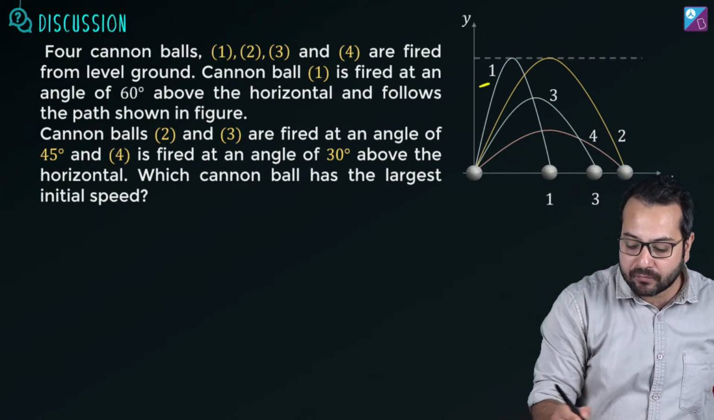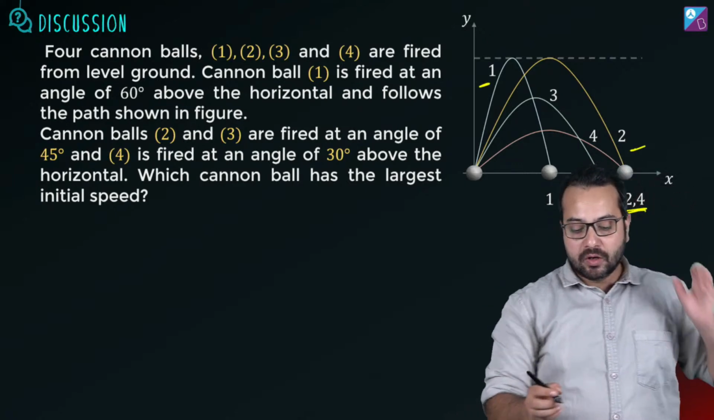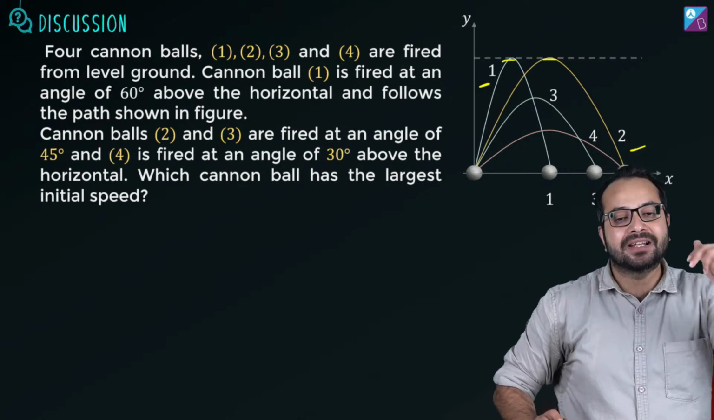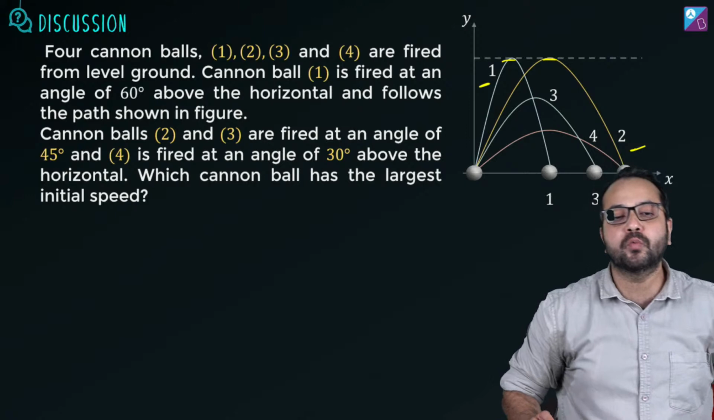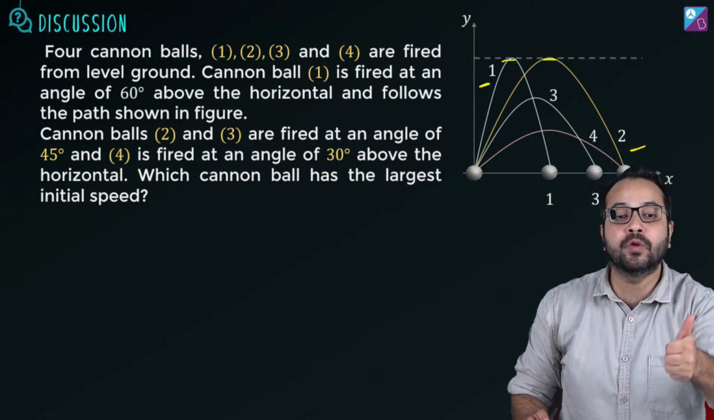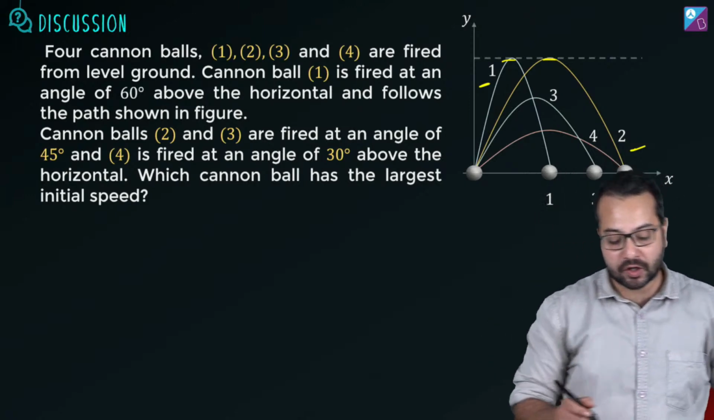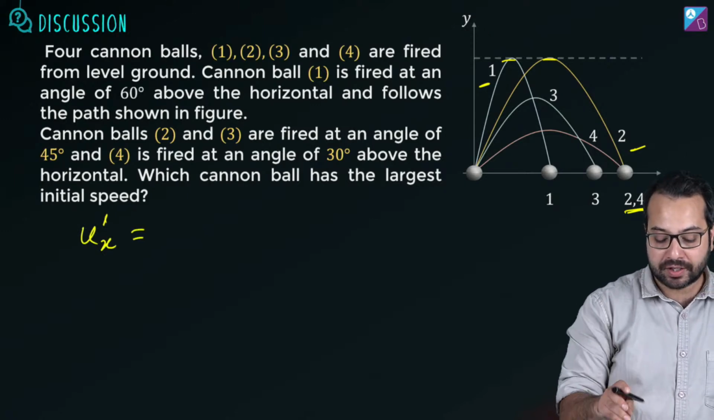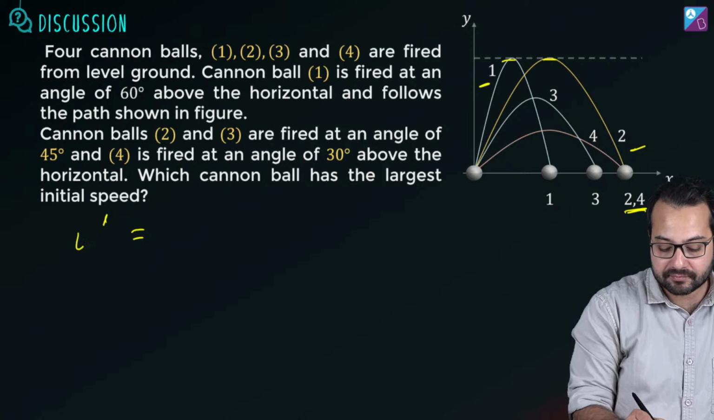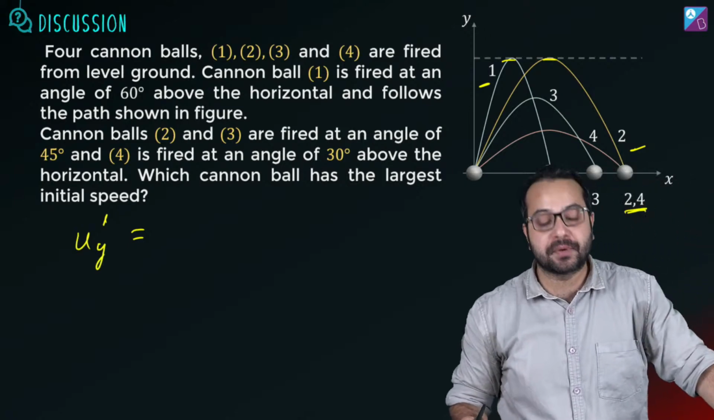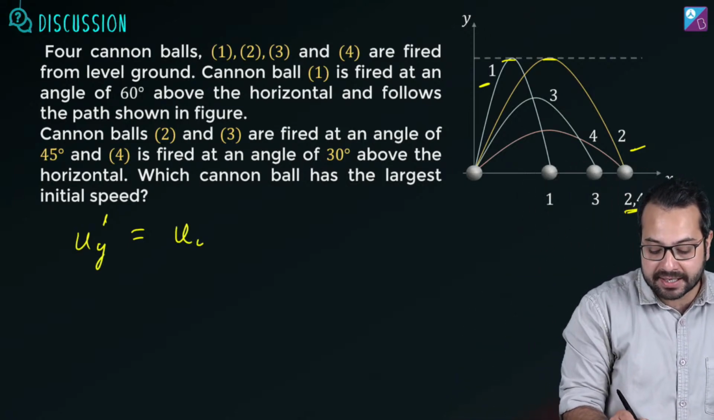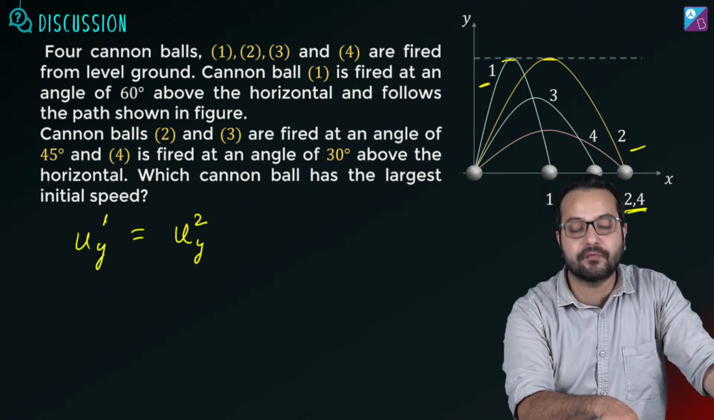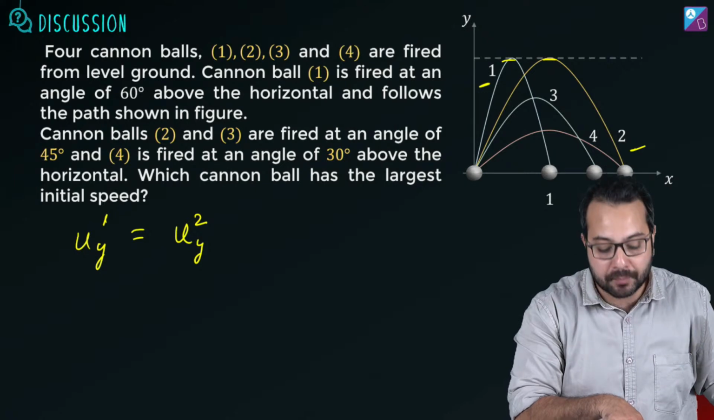Now I'm just comparing 1 and 2. Think about it. 1 and 2 have the same maximum height. And the maximum height is dependent upon what? The maximum height is only dependent upon the vertical velocity. So the y component of 1 will be the same as the y component of 2. Do you agree or not? The y component of 1 is going to be equal to the y component of 2.